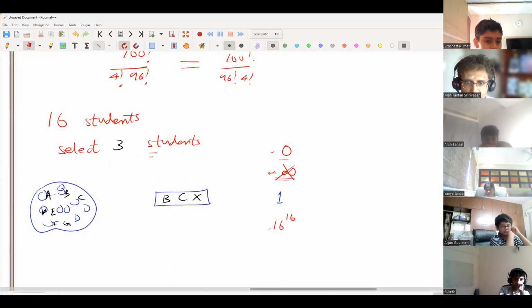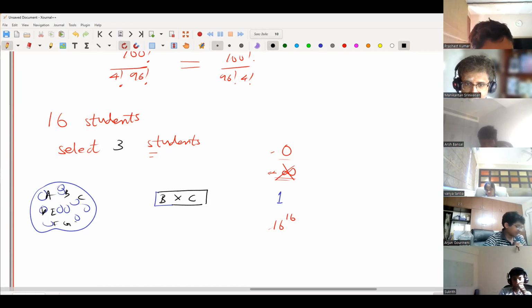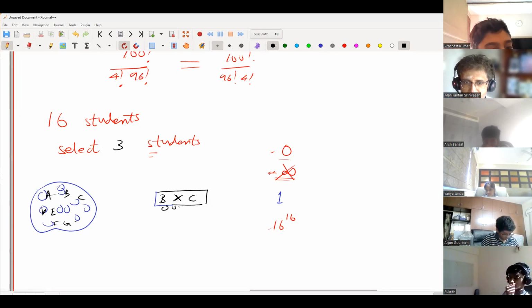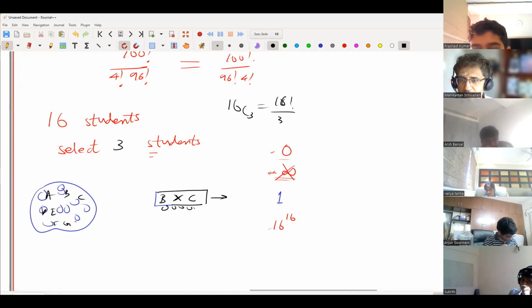Or in fact, let me not put it in alphabetical order, so that people think B, X, and C, just to say the ordering does not matter. These three are representing the school. This is the school bus. In the school bus, they'll go to the inter-school competition. Okay, this is very clear. 16 choose 3, everyone knows. 16 factorial by 3 factorial into 13 factorial. You can work out the number, whatever that is.